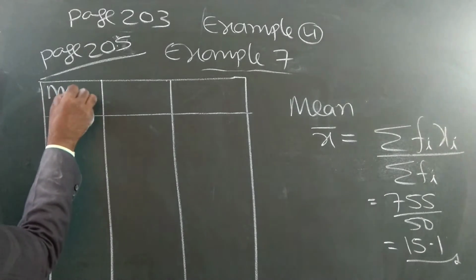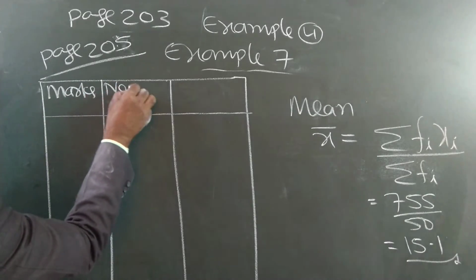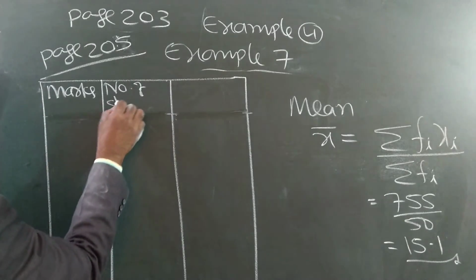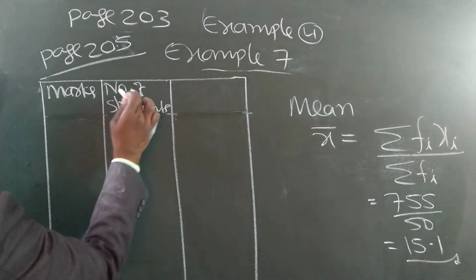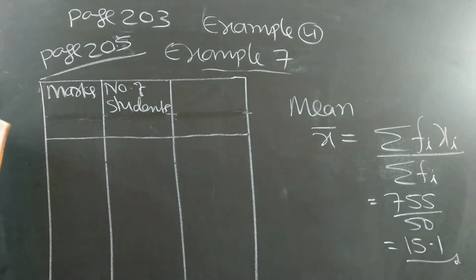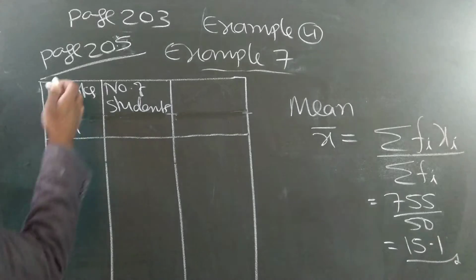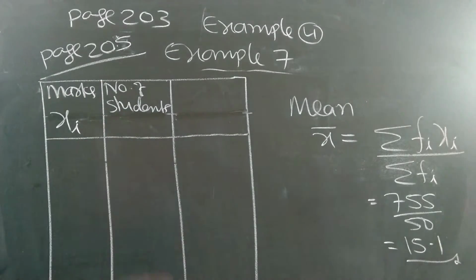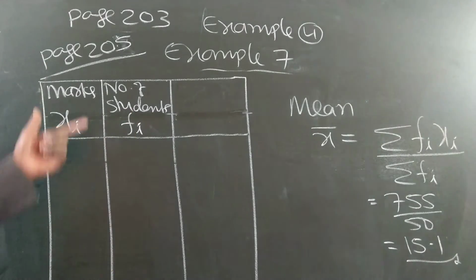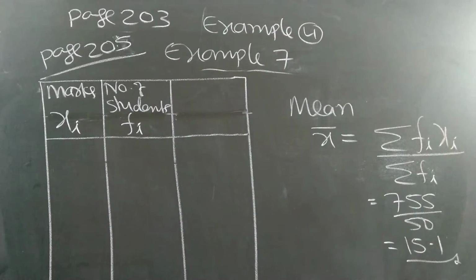Marks, number of students. Whatever may be the given data, whether it is marks or wages or numbers, anything, the first one we write as xi and the second one we write as fi. That's all. These two columns will be given.